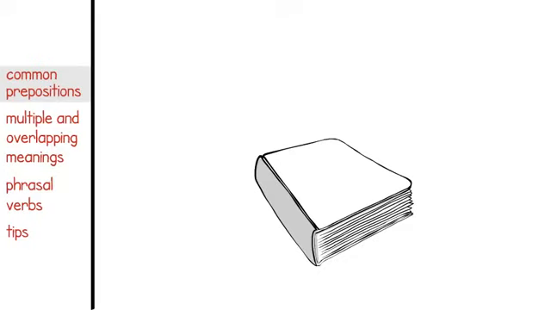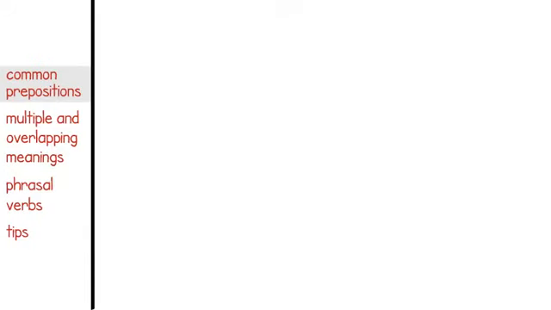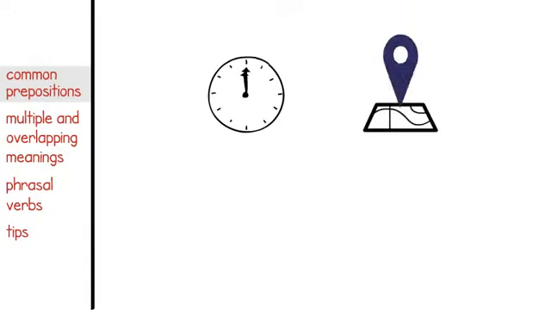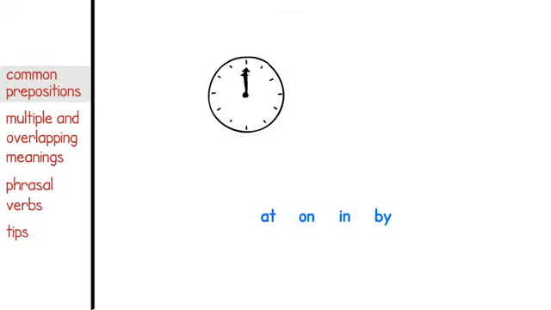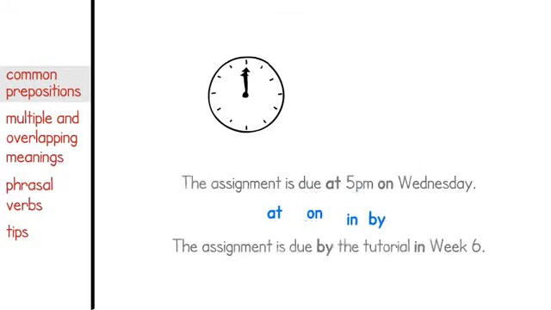The easiest and most common prepositions refer to time or place. You probably know these already. At, on, in, and by are very common when referring to time. For example, the assignment is due at 5 p.m. on Wednesday. The assignment is due by the tutorial in week 6.